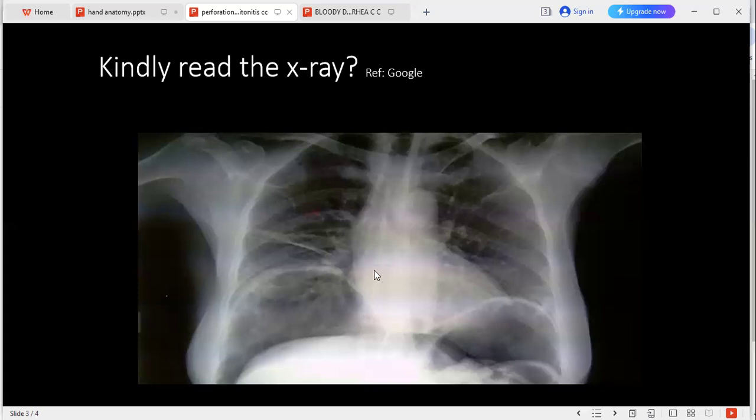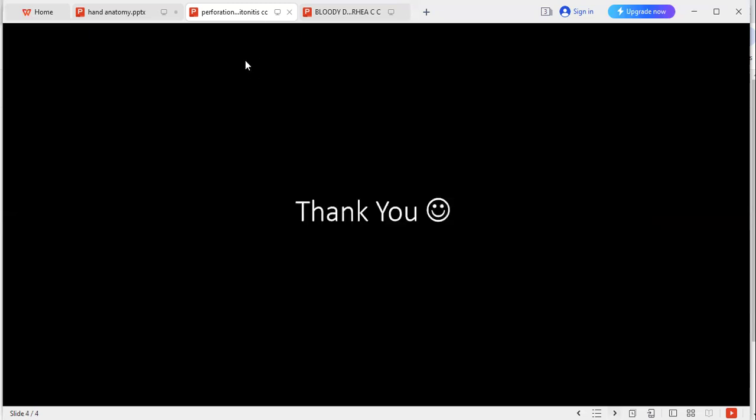Anything else you are observing? The diaphragm is pulled up on the right side. Yes, the diaphragm is on the higher side, on the right side. It could also be an eventration. Respiratory exposure, anything on exposure? The right side CP angle is not visible in this case, and the exposure is not good.